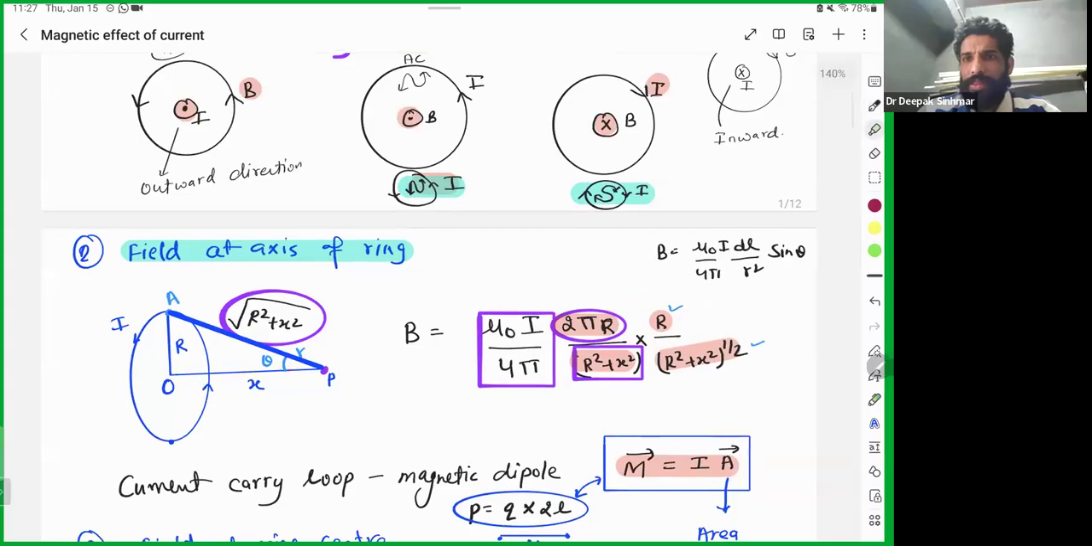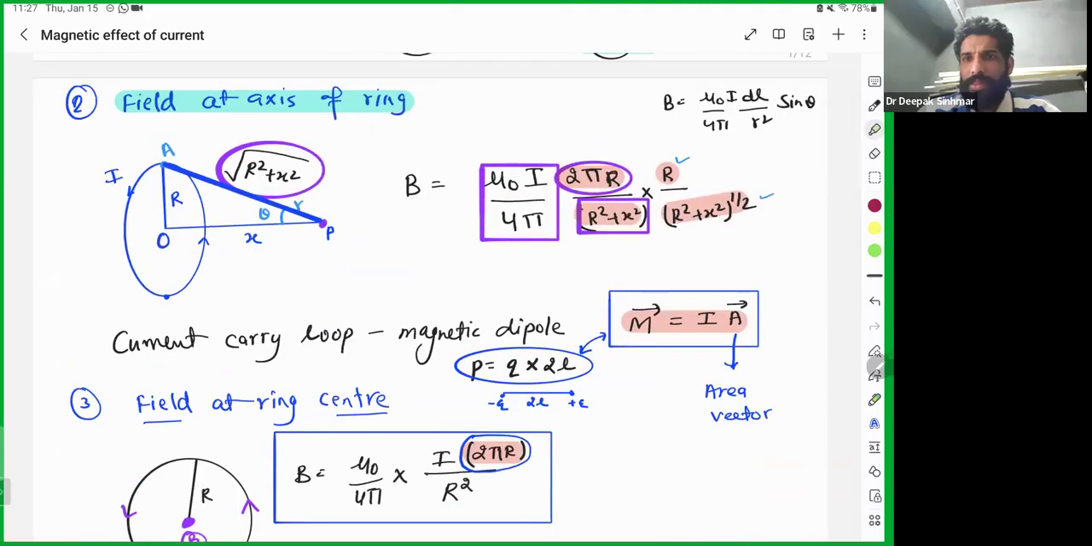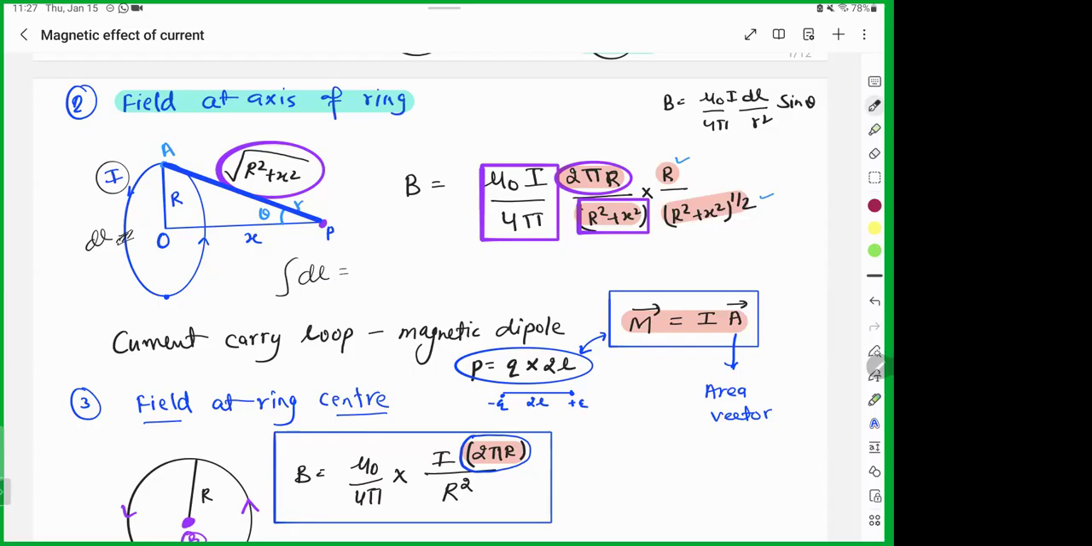If you take this small component dl, and if you integrate, did I write anywhere? I didn't. If you integrate the dl in this situation, what will be the integration value? Chandana, can you repeat the question? If you do integration of dl for a ring, what will be the value of the integration? 2 pi r, correct?